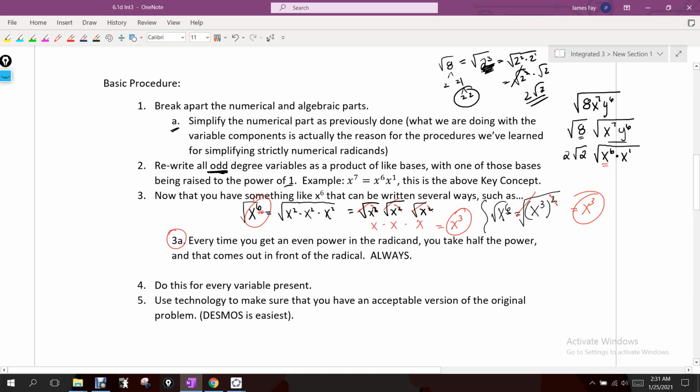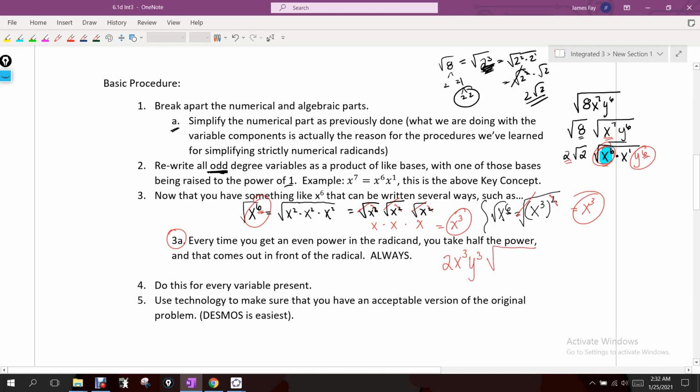Okay. So as we're working through this problem, I broke down x to the seventh as x to the sixth times x to the first. Y to the sixth is going to stay y to the sixth. Once we've done this, we're going to take this here, and the reason we can do this is what we just said in step 3. I'm going to take half of the 6, and it comes out front. So I've already got a 2 out in front because of the number part. This turns into x cubed, it comes out in front. This y to the 6th is even as well, so I'll take half that 6, and that can come out in front.